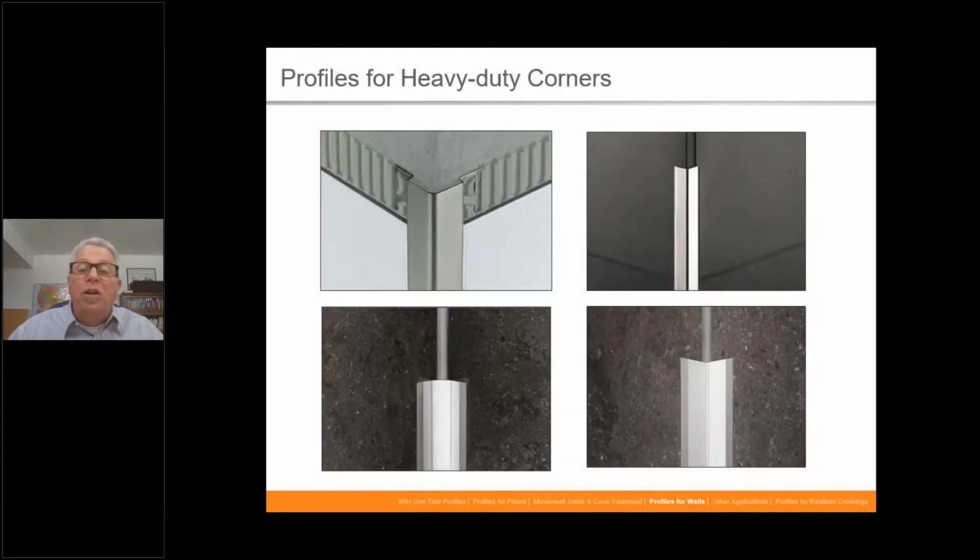How about heavy duty outside or inside corners where you're doing these type of applications. Outside corners, you could do a great job with the tile, and then something runs into it and damages the corner. It's going to be a costly repair or an aesthetic issue that's going to be there. So keep these type of profiles in mind.